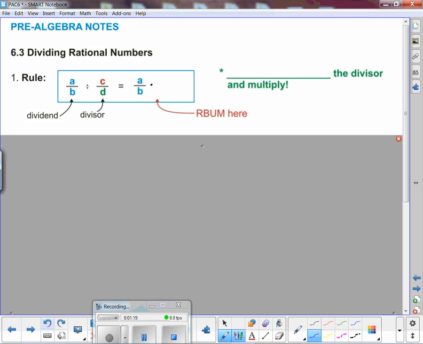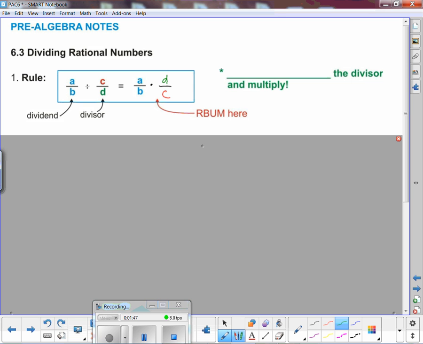Wyatt. You flip C and D. Do I do anything else? Not only do I flip, I change the division sign to a multiplication symbol, right? So you change the division. So go ahead and write that in. You change the division symbol to a raised dot, and you flip the divisor.